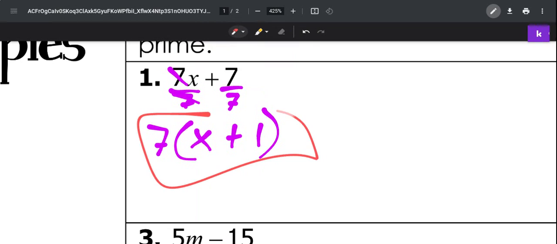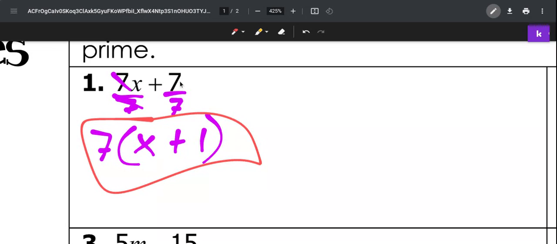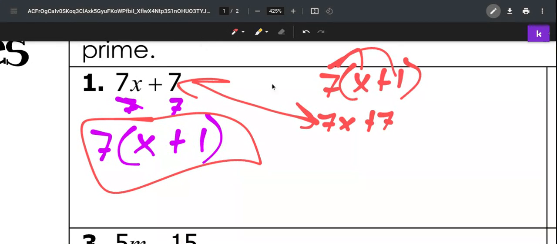All right? Now, watch what happens if I start with that factored form and I try to go back and distribute again. This should always happen. 7 times x plus 1. Let's distribute this. 7 times x is 7x. 7 times 1 is 7. We could keep going in this circle all day, but we should do this every single time to make sure we get the answer right.